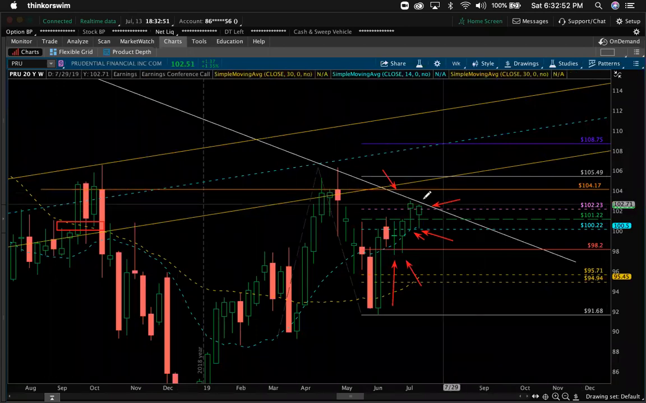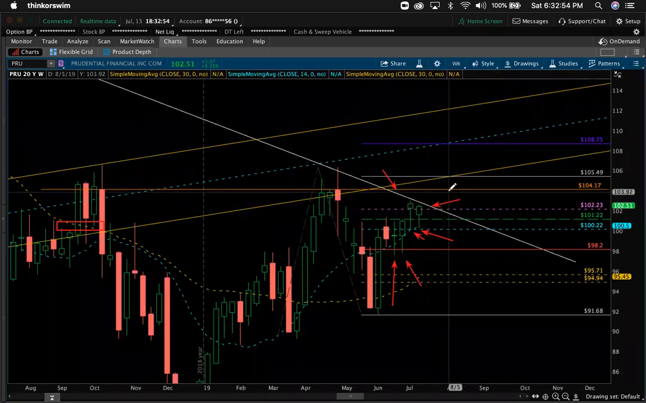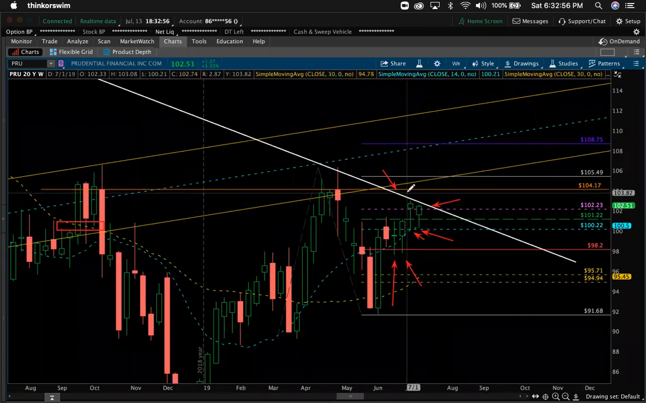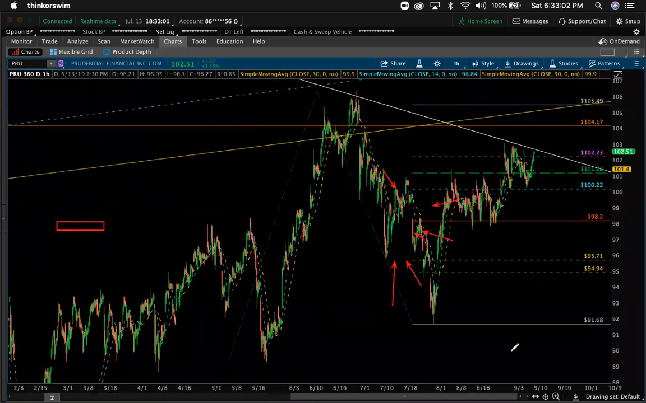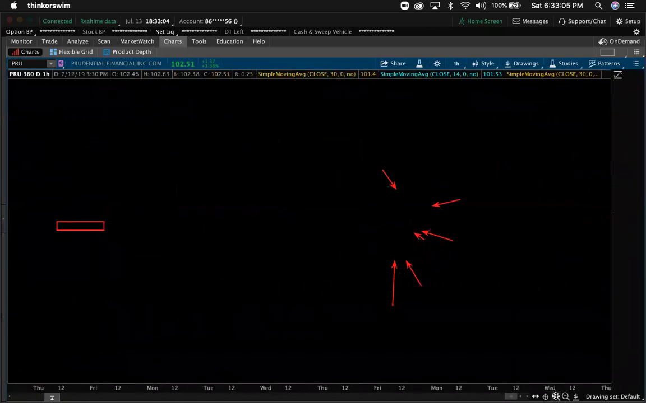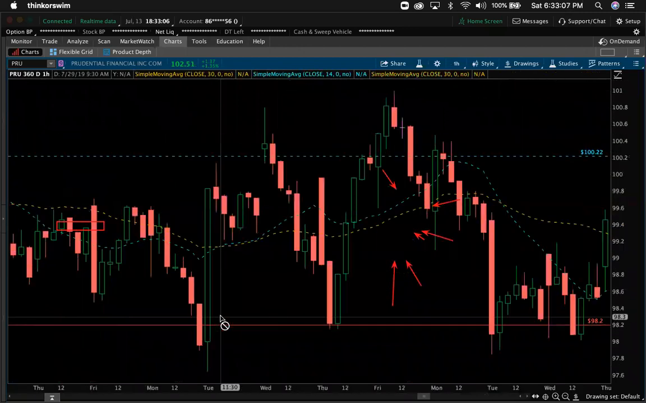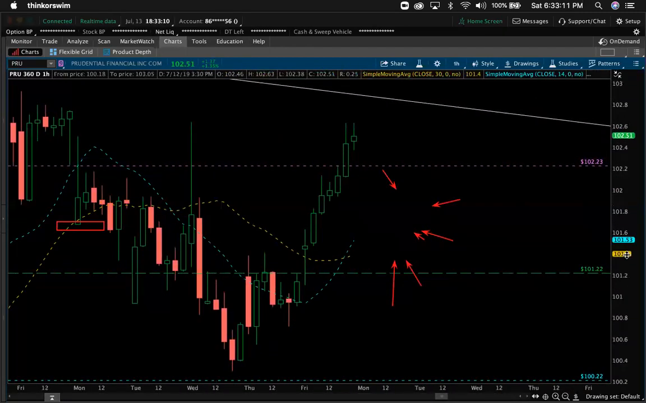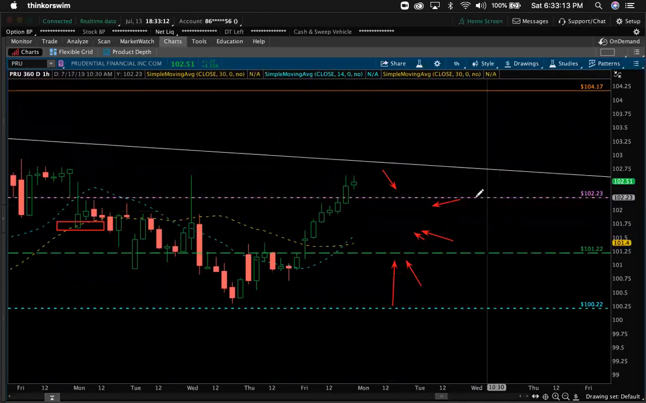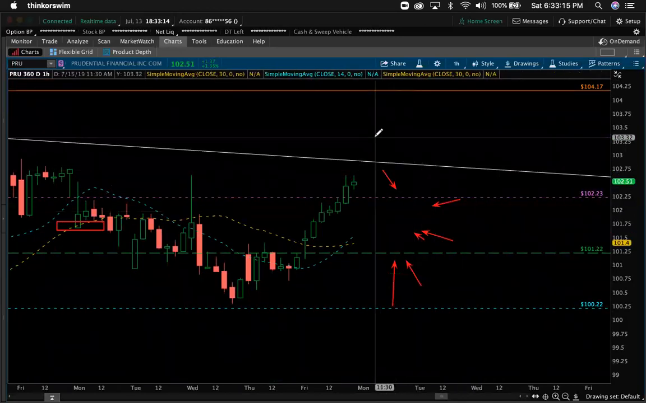So 104.17 is going to be the trigger. Price gets over this, and if you see anything like, all right, say we're trading intraday, right? I'm actually gonna pop that up. I wanna show you guys something. This is an hourly. A lot of green candles. As long as the pullback comes back down to 102.23 before it breaks out above this flag.